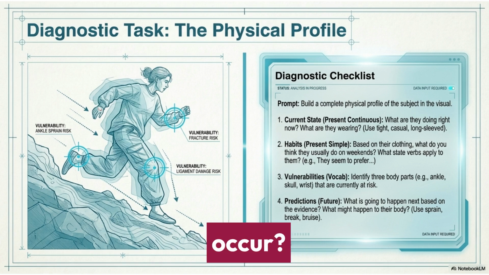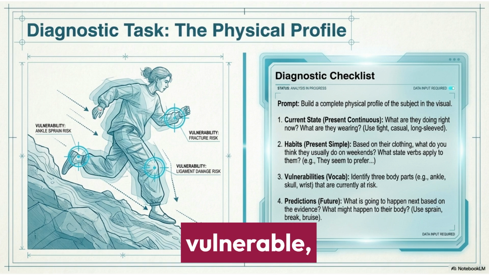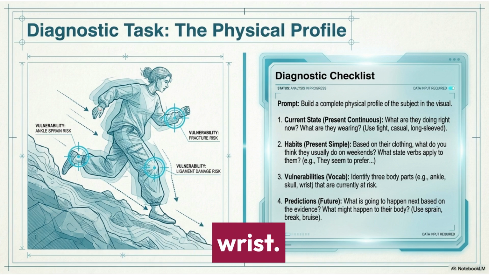What injuries could occur? Here's some useful vocabulary to get you started. A rocky trail, a long-sleeved top, loose trousers, trainers, outdoor activities, hiking, trail running, right ankle, left knee, right wrist, vulnerable, sprain the ankle, damage a ligament, fracture the wrist.